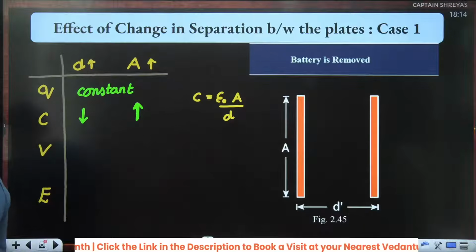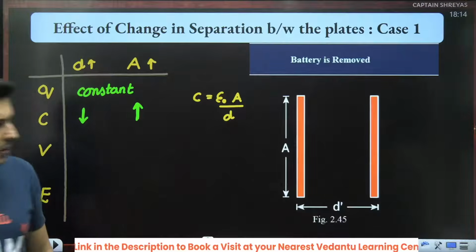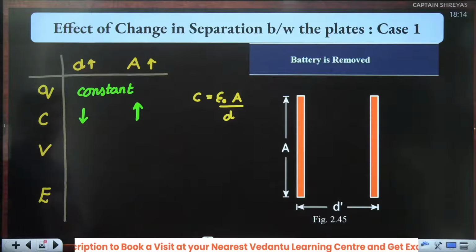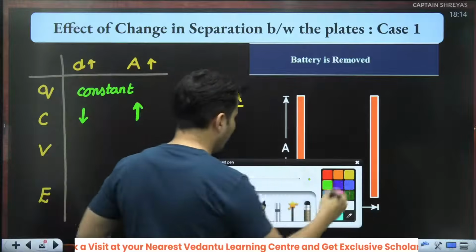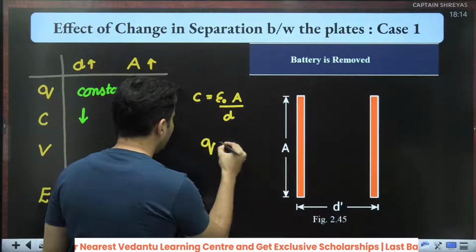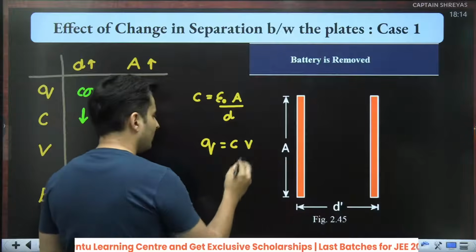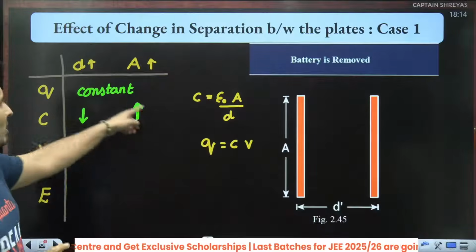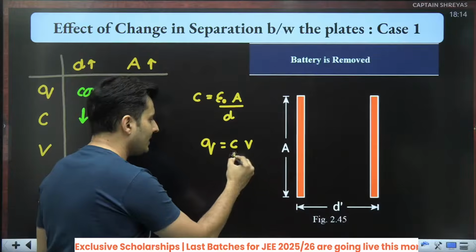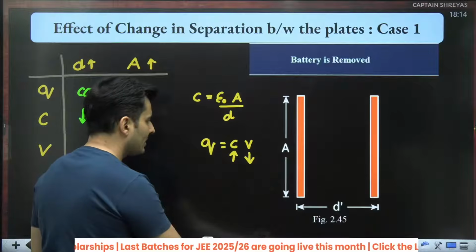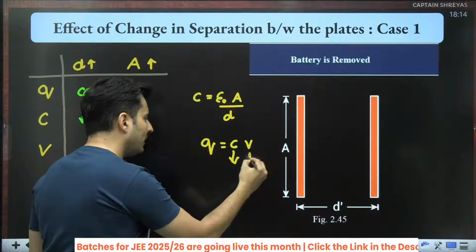Perfect. Awesome. Now, next, what about the voltage? Well, we all know that Q is equal to C into V. Q is a constant. Q did not change. So if capacitance increases, voltage decreases. And if capacitance decreases, voltage increases.